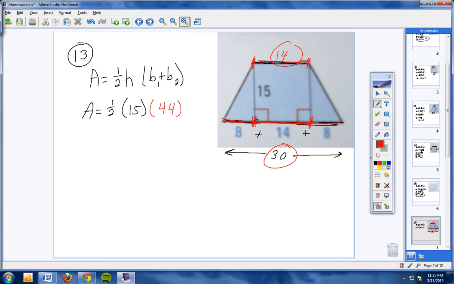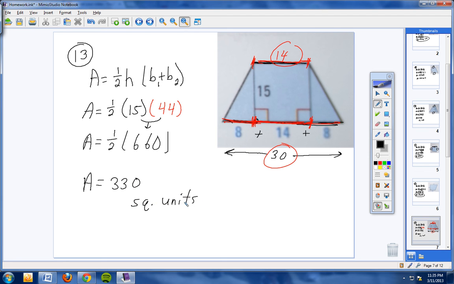Okay, now let's continue on. I saved my fraction for last, so I'm going to multiply 15 times 44, and if you do that correctly you will get 660. Use a calculator if you need to, and then multiply 1/2 times 660, and you will get 330 square units. Okay, so again we are finding the area of a trapezoid.